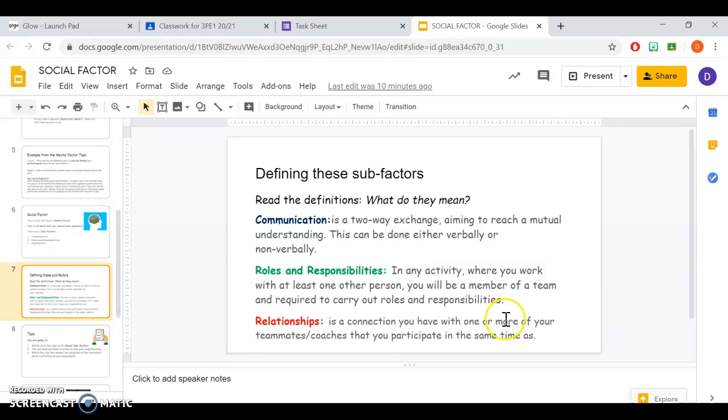So if it was a positive relationship, they would connect better on the pitch. They'd be able to work together effectively. Whereas if you flip it, if it's a negative impact, then it may be that they don't get along. They won't have necessarily any trust in each other.